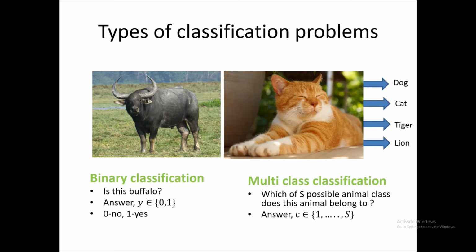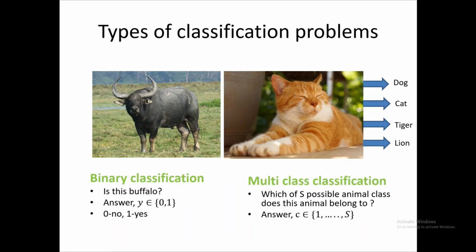Here we can see an example of a binary classification problem, which might be determining whether the given image contains a buffalo or not, which we can see on the left side. It gives us the answer to a question, and the answer will be either yes or no. For yes it will be 1, and for no it will be 0.